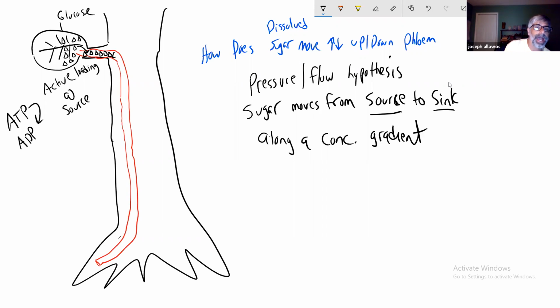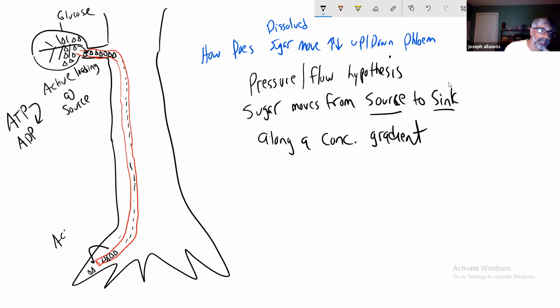Now think about what's going to happen when we do this. We're creating a concentration gradient in this tube, okay? Is the glucose, each molecule, just going to sit there? No, the law of diffusion says this stuff is now going to flow, it's going to diffuse. And so it's going to go from a higher concentration to a lower concentration. So here it comes down the tube, right? And eventually some of the sugar arrives down here at the roots, which is the sink. And guess what we're going to do here? We're going to actively unload the sugar.